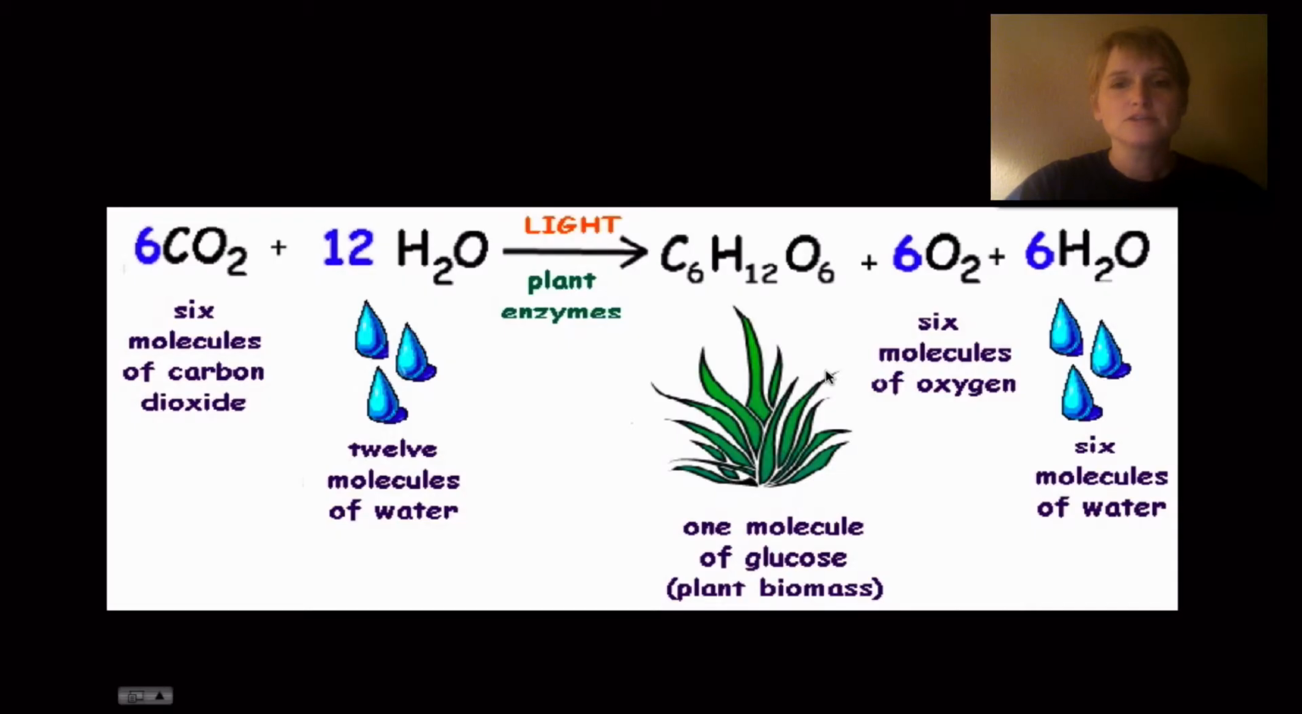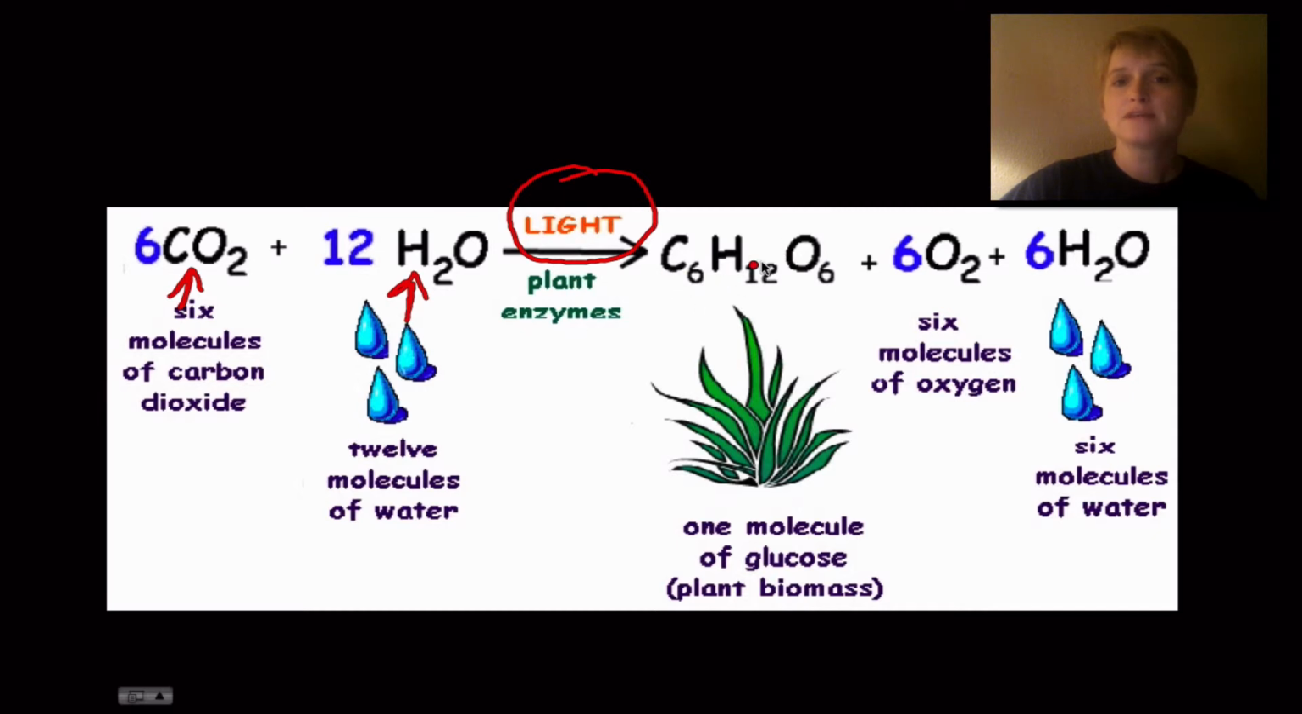All right, so here's a more detailed image of that reaction, and this actually shows the balanced chemical equation. So we have 6 molecules of carbon dioxide, 12 molecules of water, and we have light energy. And the light energy is shown above that reaction arrow because light is not a molecule. Light is a wavelength, so it's not a molecule as we would see with carbon dioxide or water. So we can't really put it on this side of the reaction. We have to put it above the arrow.